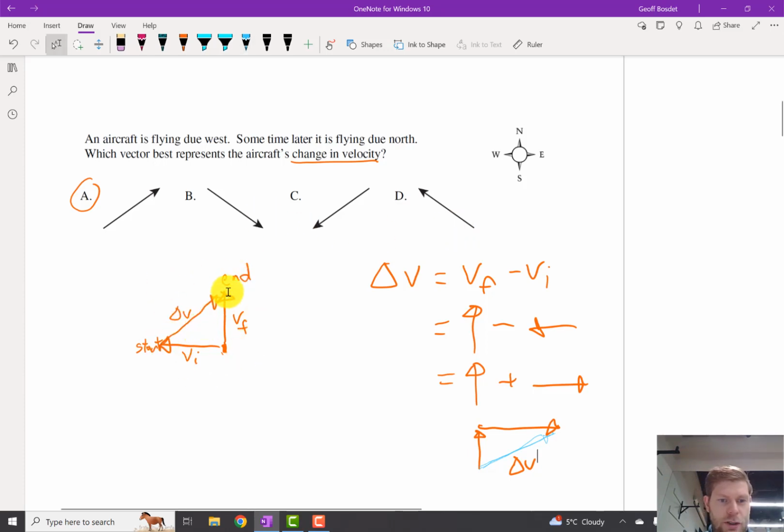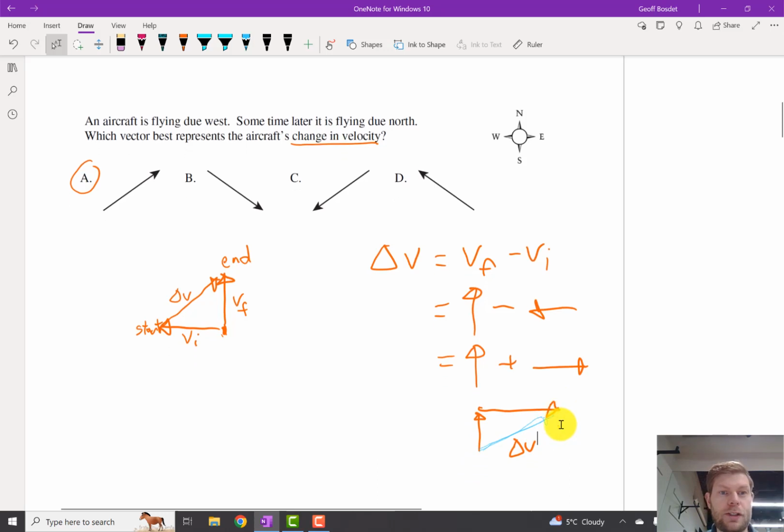So that's how you do that one, using either kind of logic. Hey, we started here and ended there. What kind of vector takes us from here to there? Or we can just do final minus initial. And subtracting is the same as adding the opposite. And adding vectors, you just draw them tip to tail. And then your result of that adding is just from the first tail to the last tip of the vectors.